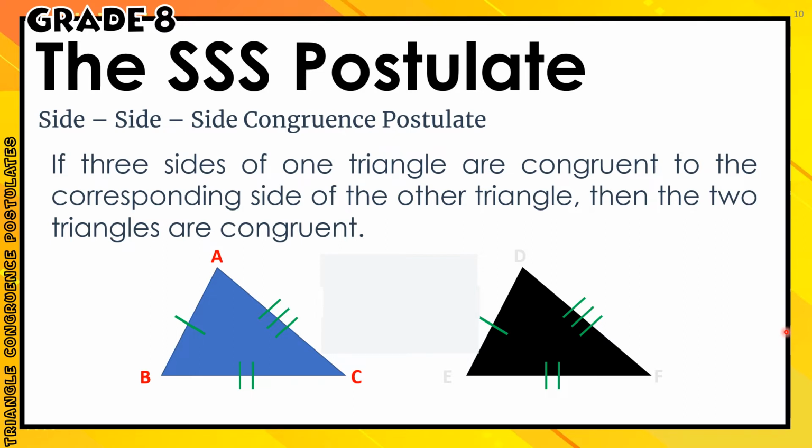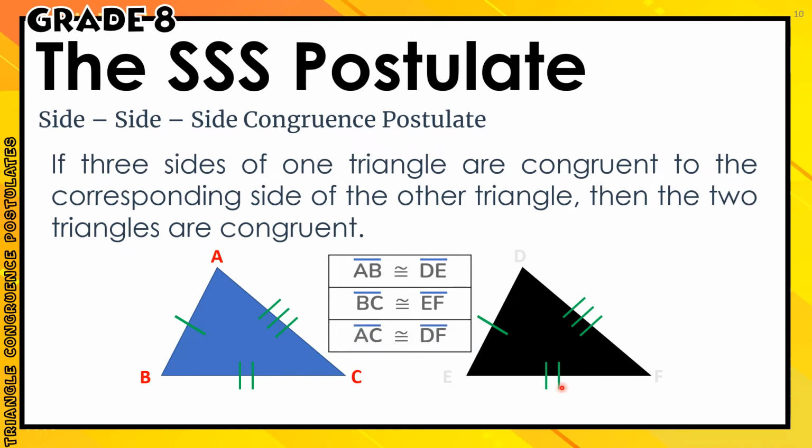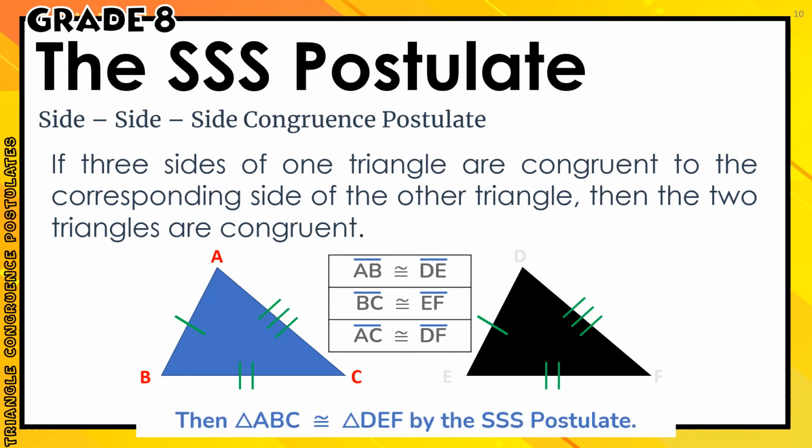Meaning to say, ang focus niyan ay side. So side AB is congruent to side DE, single mark or single line. Side BC is congruent to side EF, gumamit tayo ng double line. And side AC is congruent to side DF, gumamit naman tayo dyan ng triple lines. Ang markings natin lahat ay nasa side. So we can tell and we can conclude that triangle ABC is congruent to triangle DEF by SSS postulate because of the markings on the side. Just like the different examples that we have.